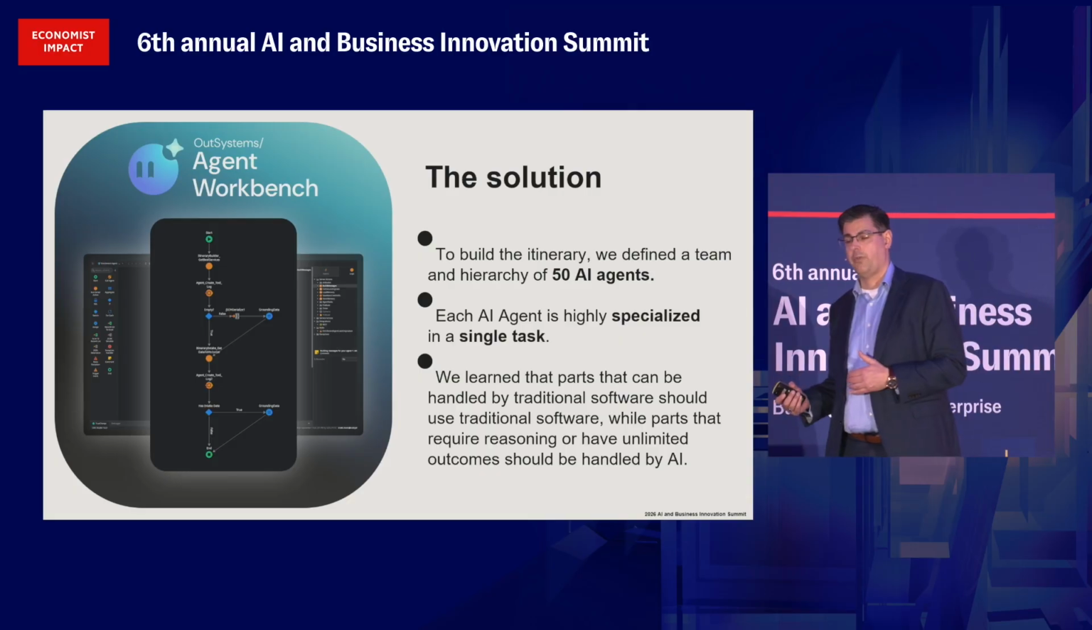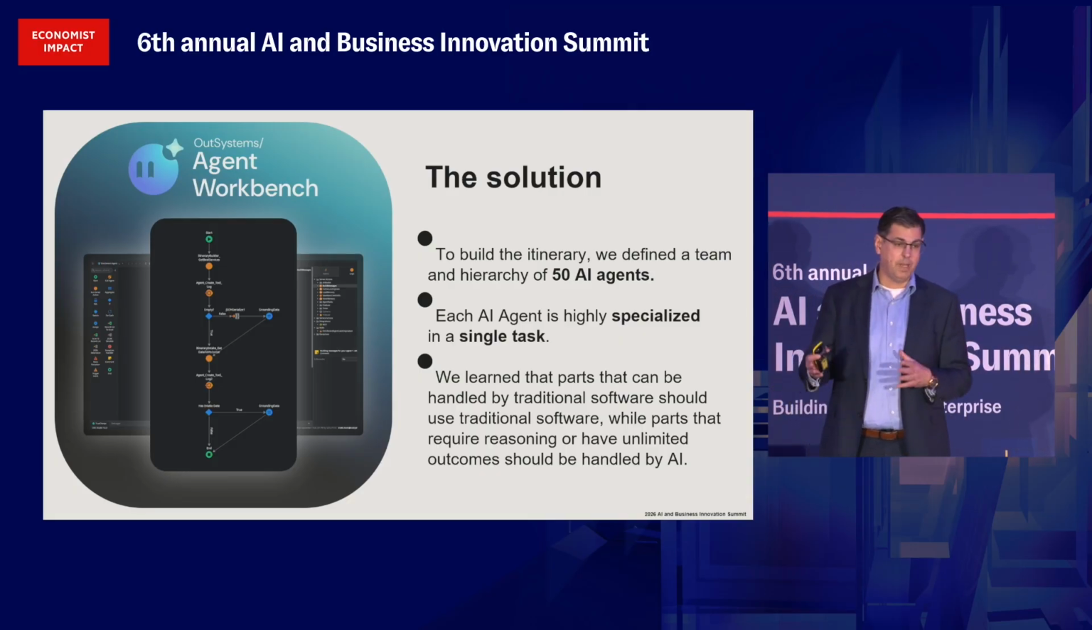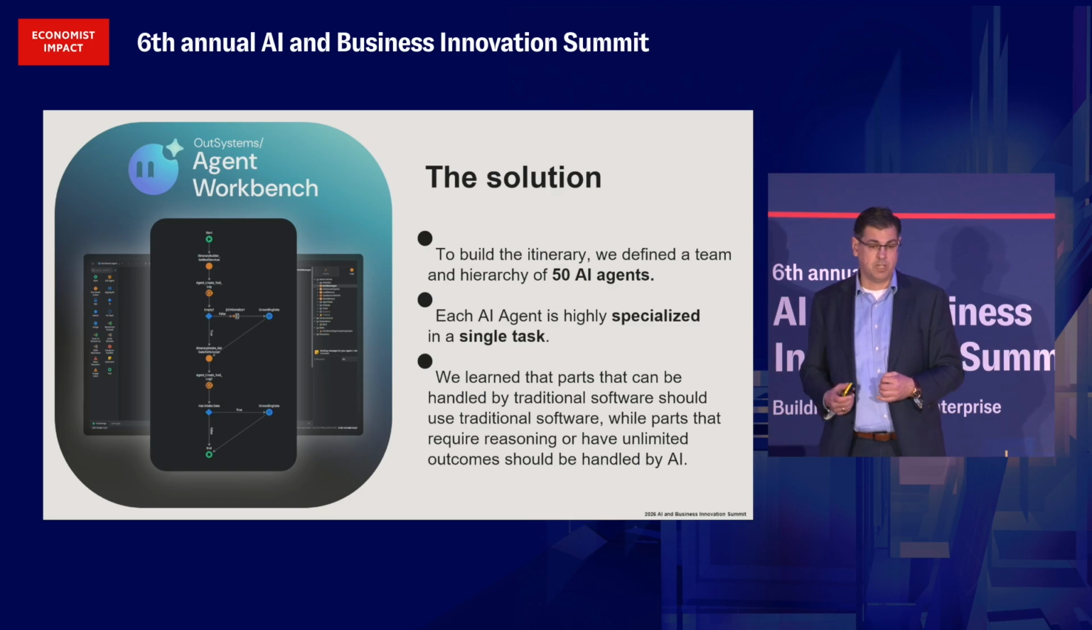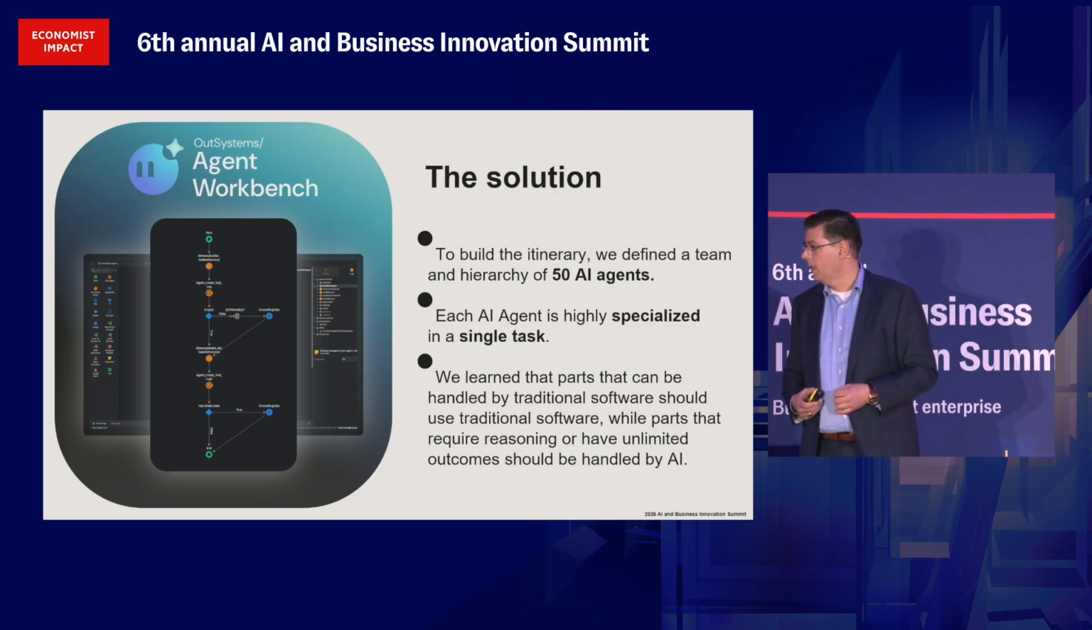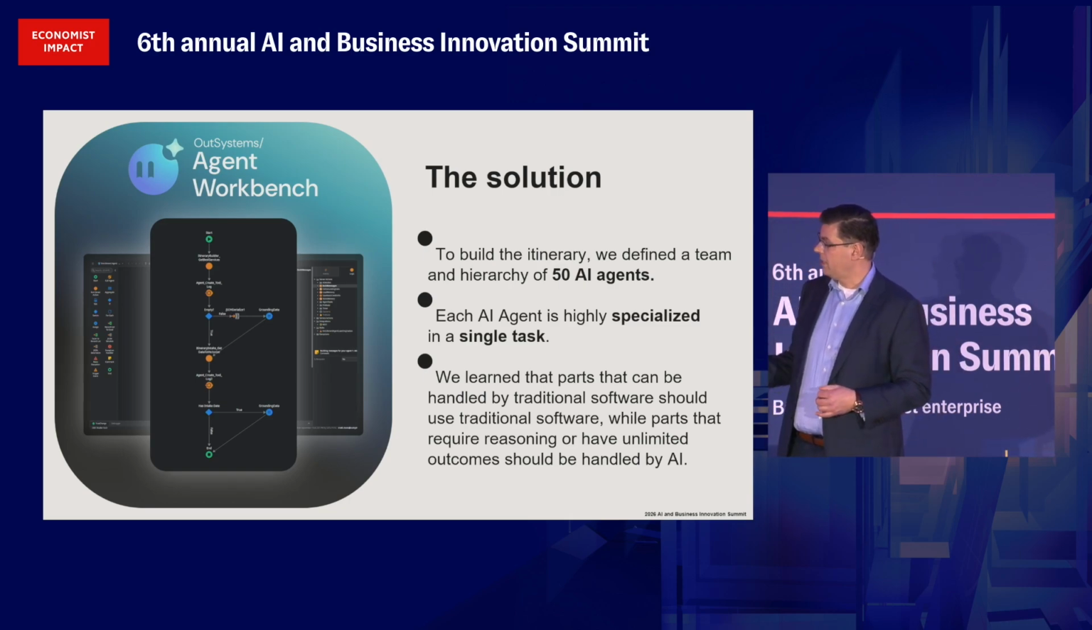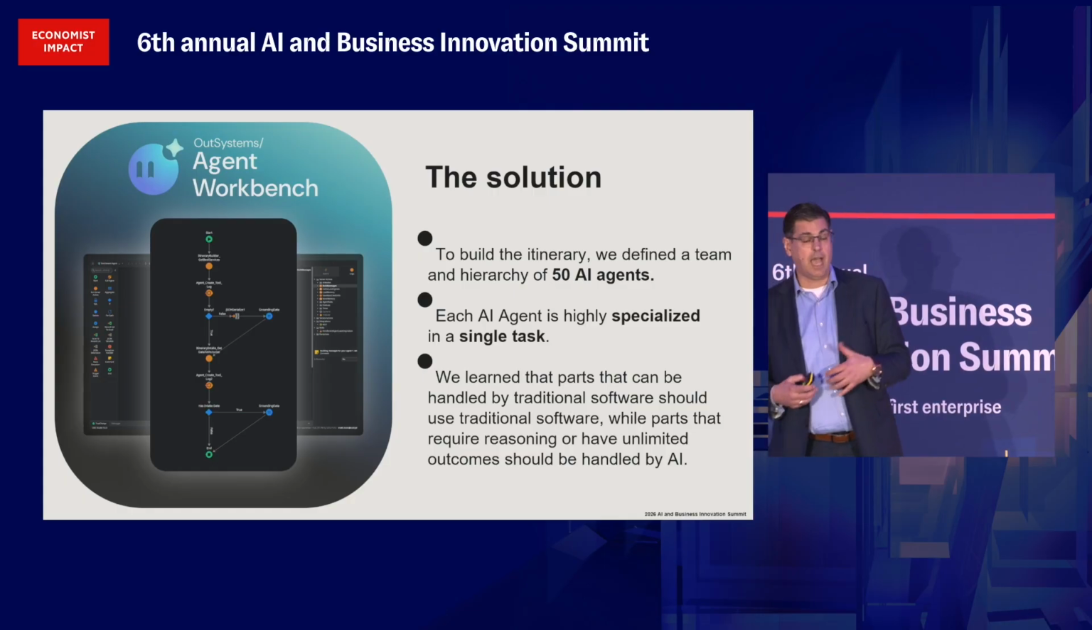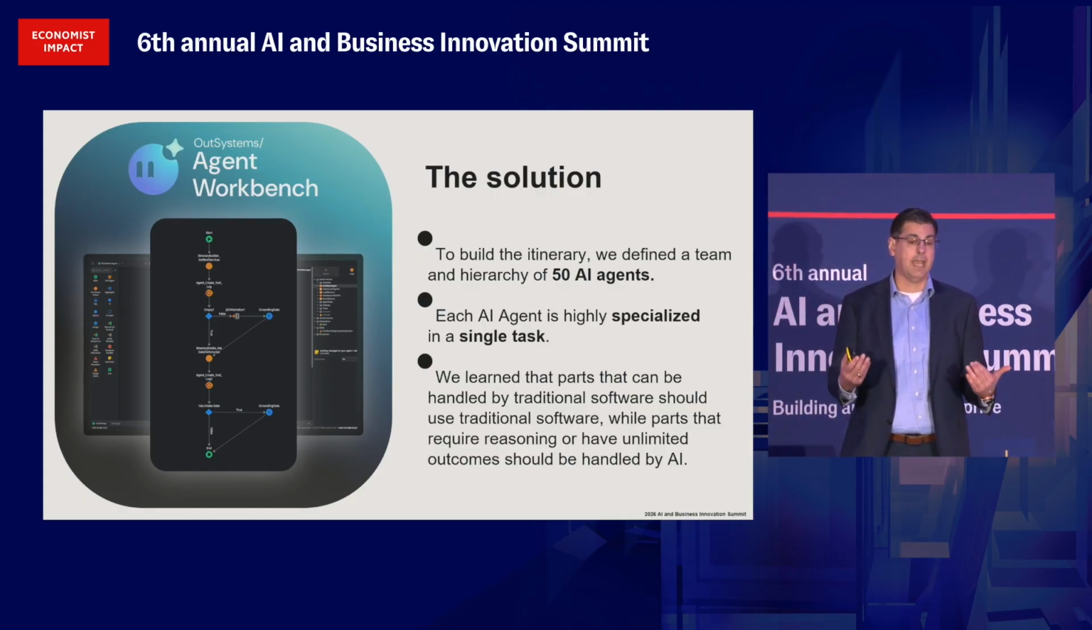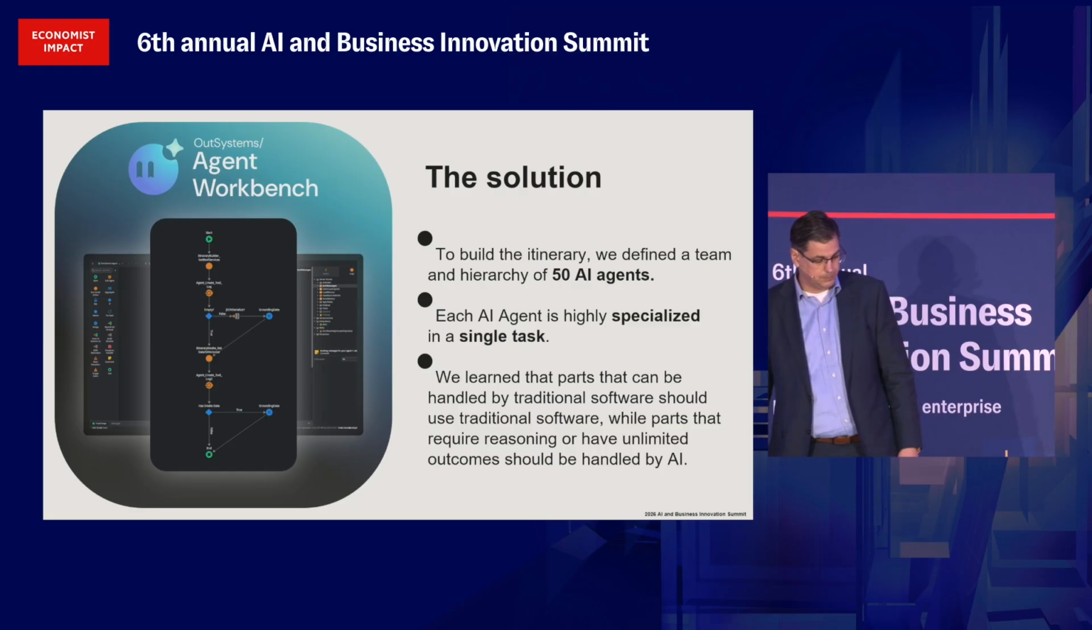Another important thing that we learned is that traditional software is not bad. Where traditional software is not capable of managing all the different options and complex scenarios, that's where the reasoning part of AI is very powerful. So most of our agents are now really a hybrid solution with traditional software and AI combined. AI is not a tool on its own.